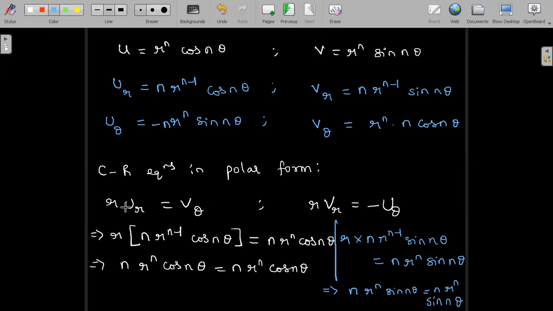So the CR equations in polar form, r ur equal to v theta and r vr equal to minus u theta, are both satisfied. Once the CR equations are satisfied, we can conclude the given function f of z is analytic. Therefore, the CR equations are satisfied.